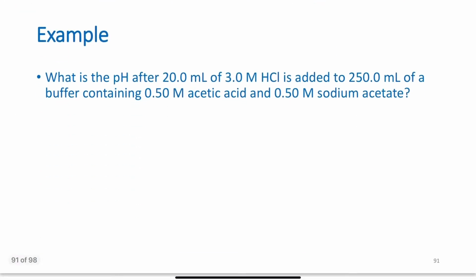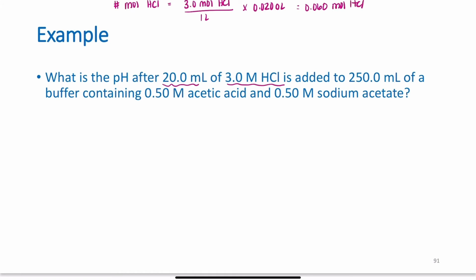What is the pH after 20 mils of a 3 molar HCl solution is added to 250 mils of a buffer containing 0.5 molar acetic acid and 0.5 molar sodium acetate? I've got 20 mils, 3 molar HCl. You need to know the number of moles of HCl. That gives me 0.060 moles of HCl.